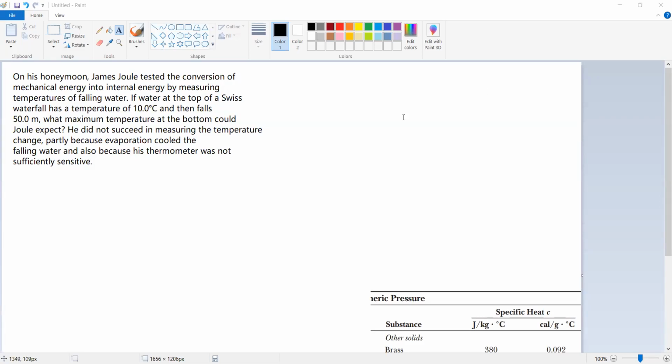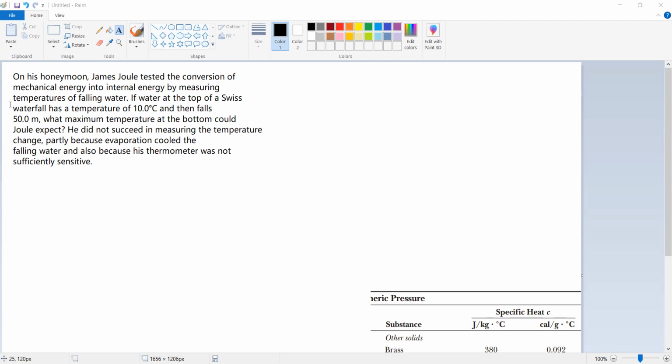Hello, today we'll be solving the first problem in chapter 20. On his honeymoon, James Joule tested the conversion of mechanical energy into internal energy by measuring temperatures of falling water. If water at the top of the Swiss waterfall has a temperature of 10 degrees Celsius, then falls 50 meters, what maximum temperature at the bottom could Joule expect?